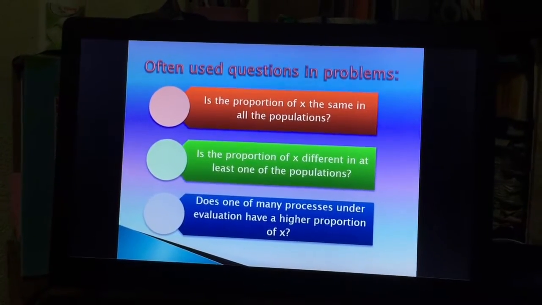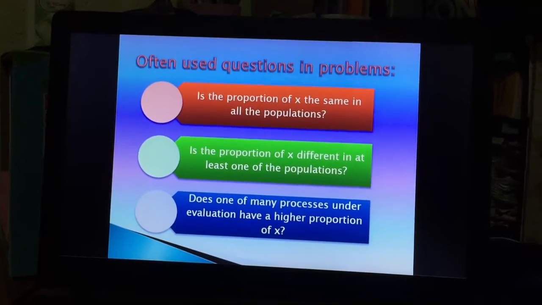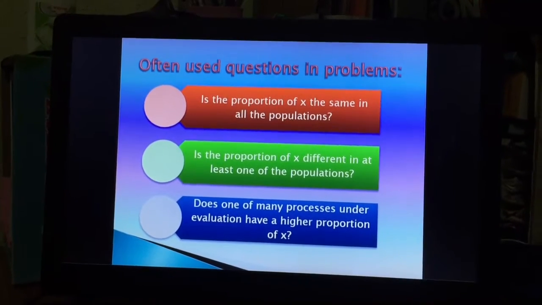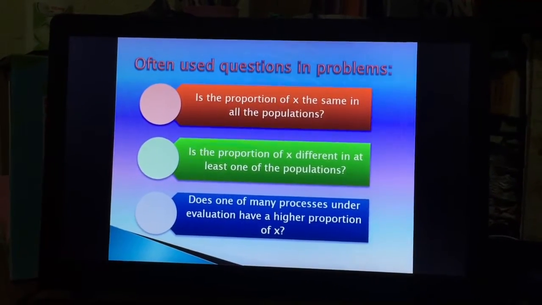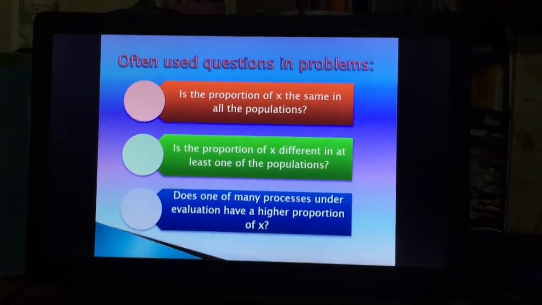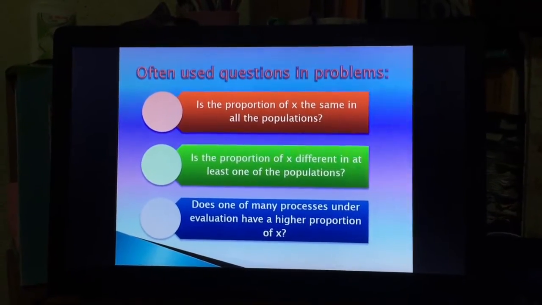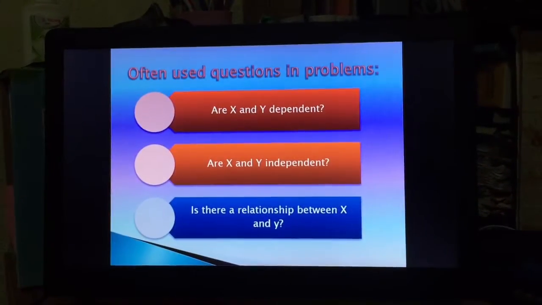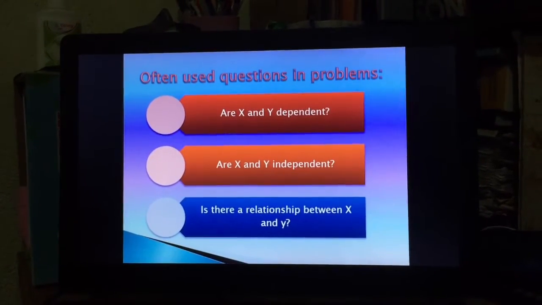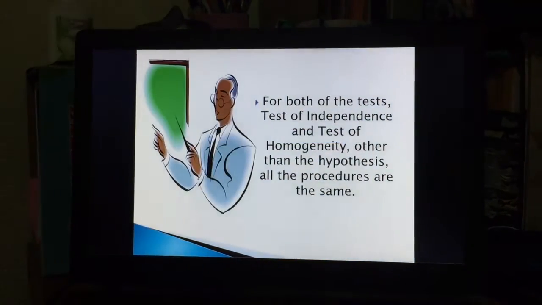These are some questions in problems including test of homogeneity and test of independence. Is the proportion of X the same in all the populations? Is the proportion of X different in at least one of the populations? Does one of many processes under evaluation have a higher proportion of X? Are X and Y dependent? Are X and Y independent? Is there a relationship between X and Y?